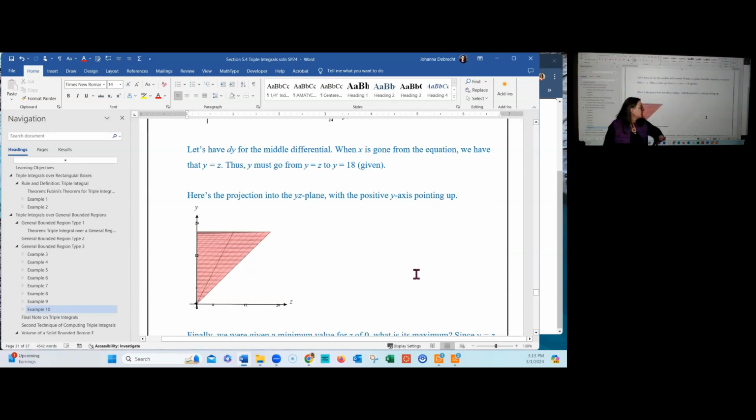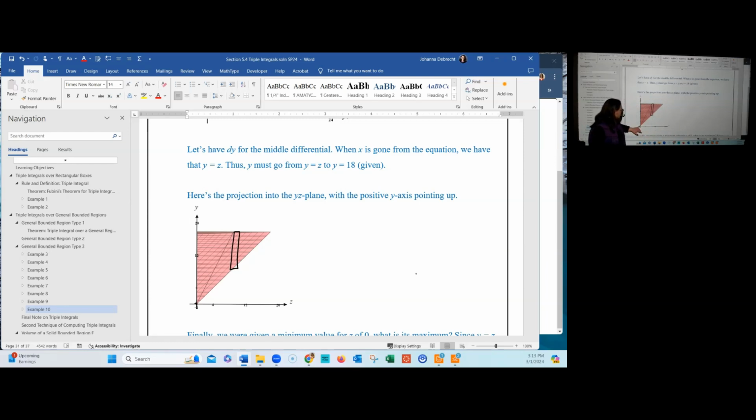So I've rotated it 90 degrees to the left and then flipped it horizontally. Then you have the y-axis pointing up, you have the z-axis pointing to the right. This represents y as a function of z so that we can have y as the middle differential. Now, when we look at this, again, it helps to draw this rectangle, which will help us decide what's the curve on the bottom and what's the curve on the top.